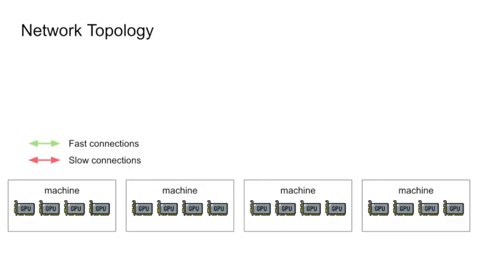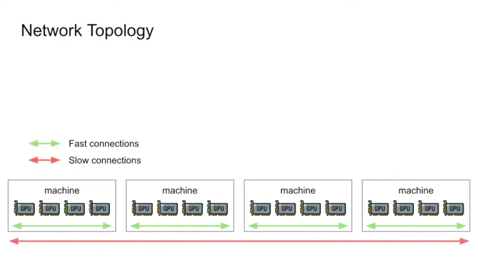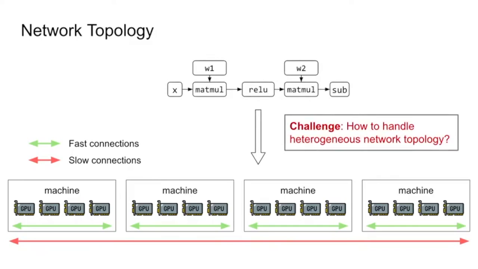So the network used to connect these machines shows a 2-level hierarchy. We have fast connections for GPUs inside the node, as this green arrow shows. And we have slower connections across different nodes. So the challenge here is how to map the graph partitioning to this 2-level hierarchy so we can maximize the performance, right? As you can see, this problem is very challenging and very important.